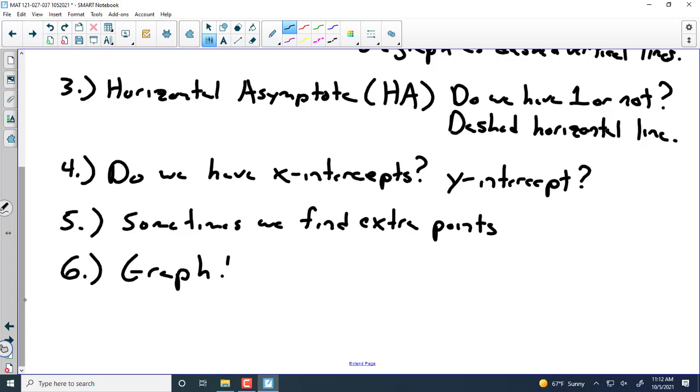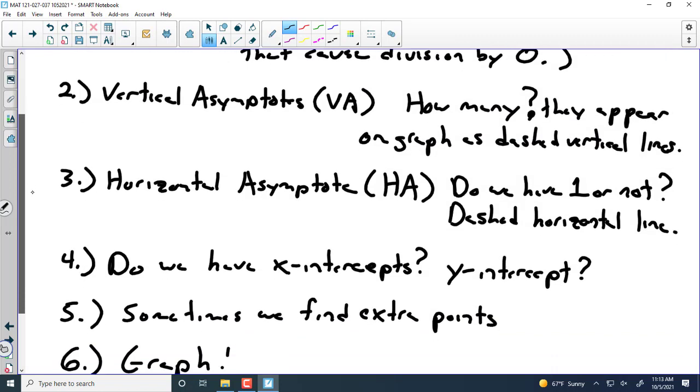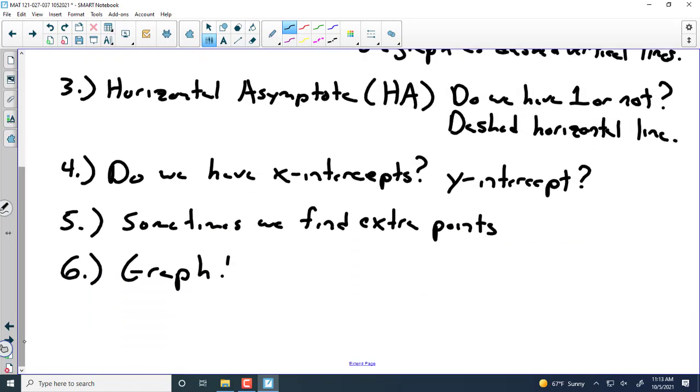My job here in the next few minutes, and by next few minutes I mean maybe the next half hour or so, and we will take a break in there, don't worry, but my job is to explain to you how to look at an equation of a rational function and figure out all this. That's what we're doing. That's where we're going to.